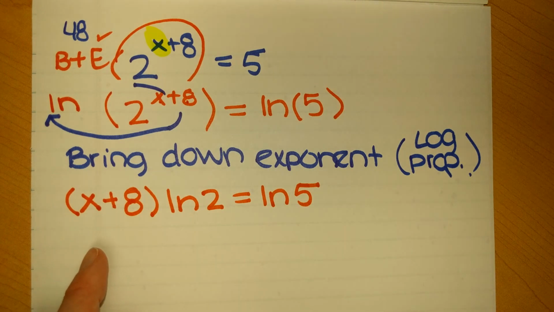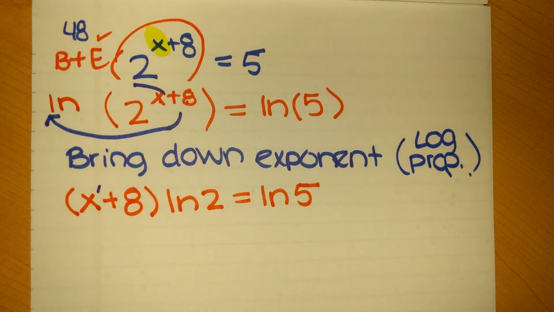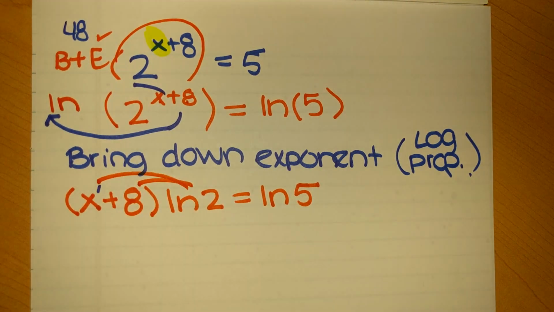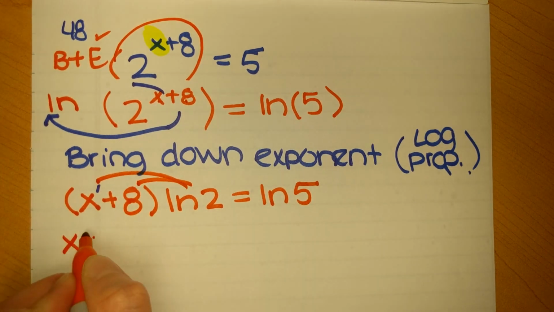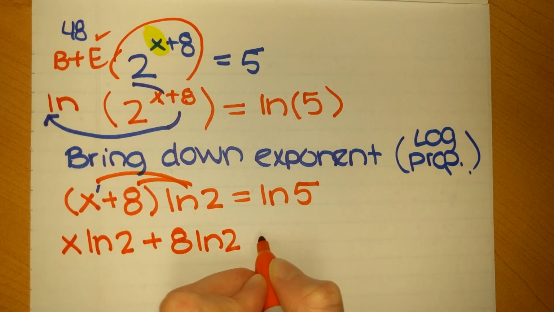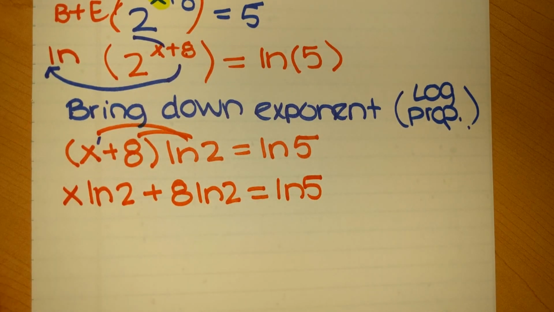Once you have gotten the variable out of the exponent, then you're back in business, because you can say, okay, I have a linear equation here. x is raised to the first. I've got to get x isolated. The first thing that I might do to get x isolated would be to distribute to get x out of the parentheses. So that will become x natural log of 2 plus 8 natural log of 2 equals natural log of 5.